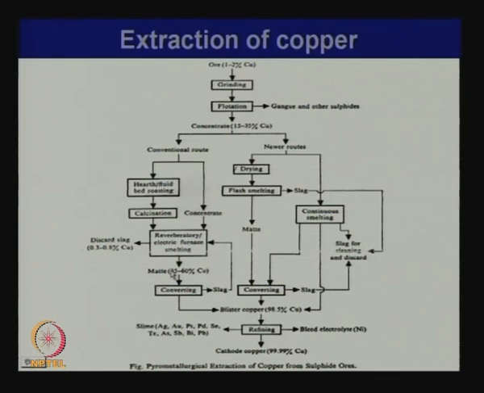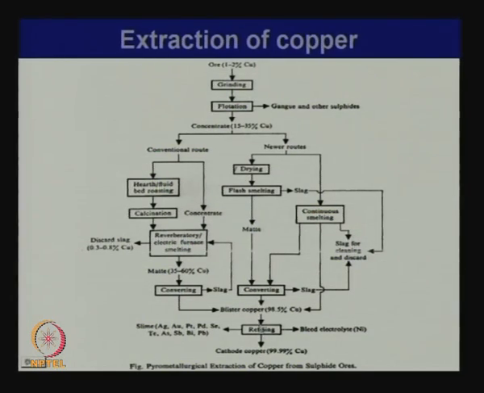Then this goes through a process called converting. Converting is a process of oxidation, where as we oxidize iron sulphide and copper sulphide matte, a stage comes where suddenly copper comes out of the system. And there is some slag also. The slag will be put back to the reverberatory furnace, because it may contain some iron. The copper that has come out goes for refining.